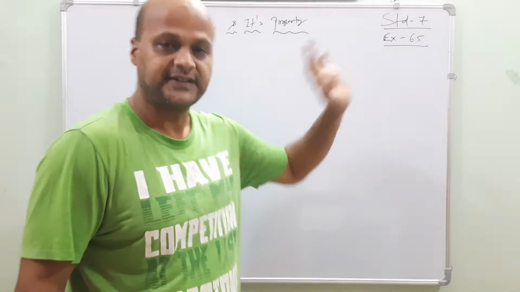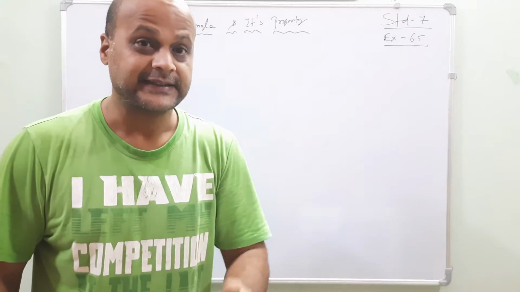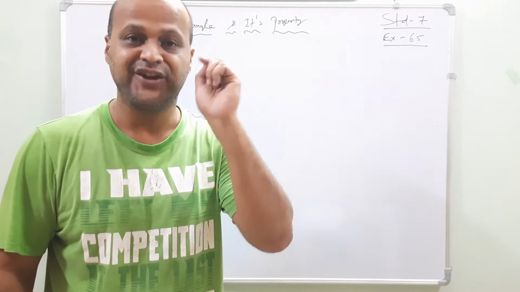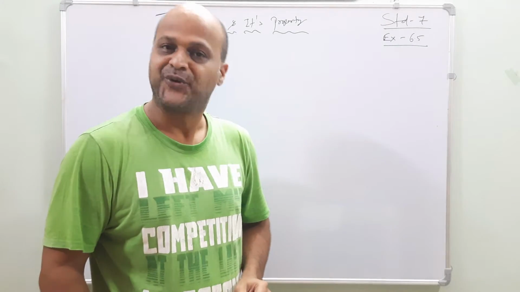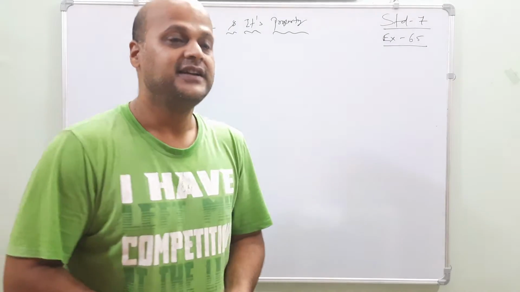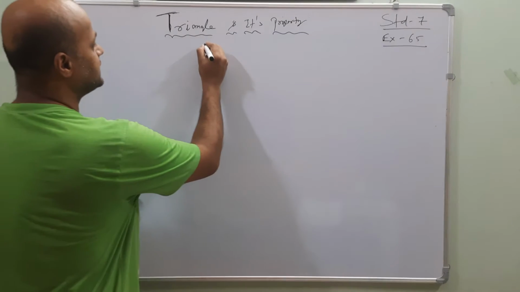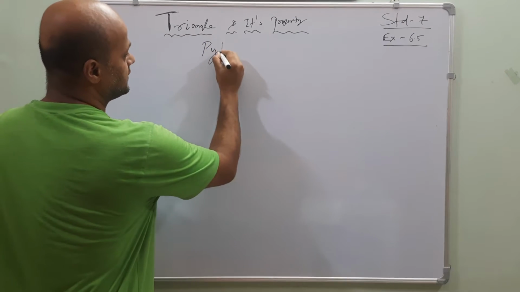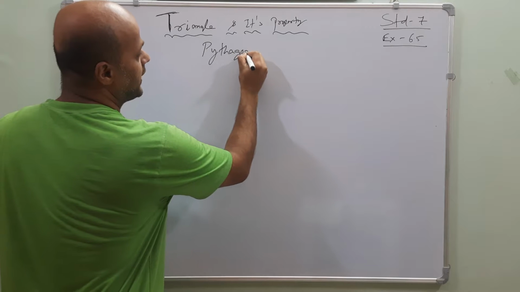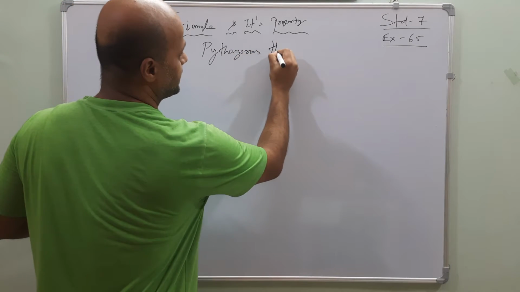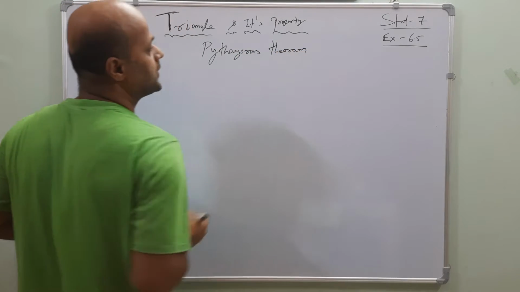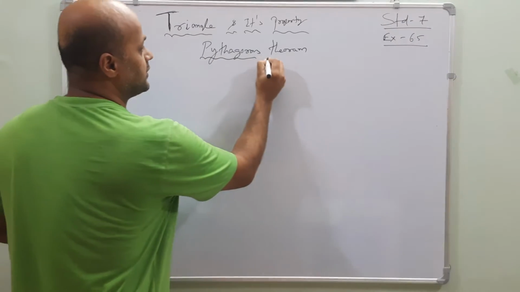Okay, it is exercise 6.5. In this exercise, a very important theorem is there. Okay my dear friends, what is that? The name of the theorem is Pythagoras theorem. Remember this one, my dear friends.